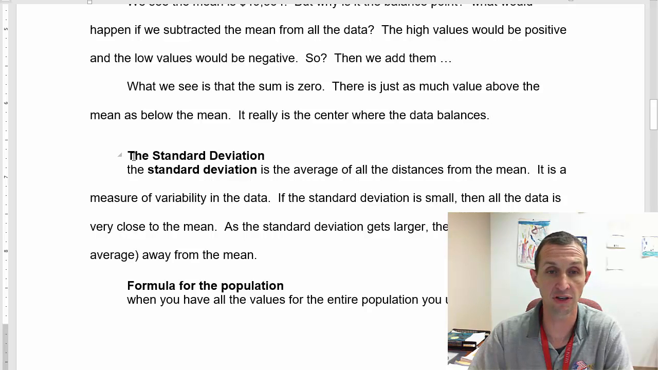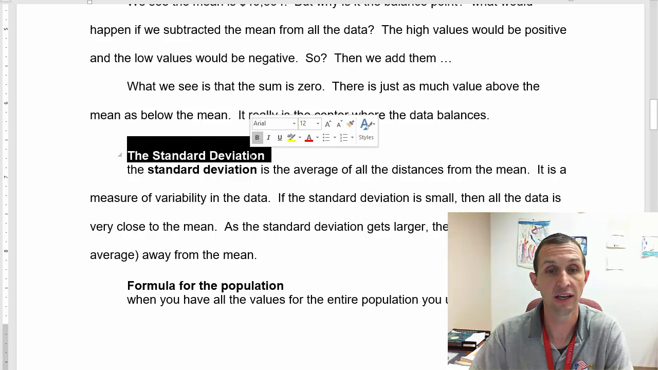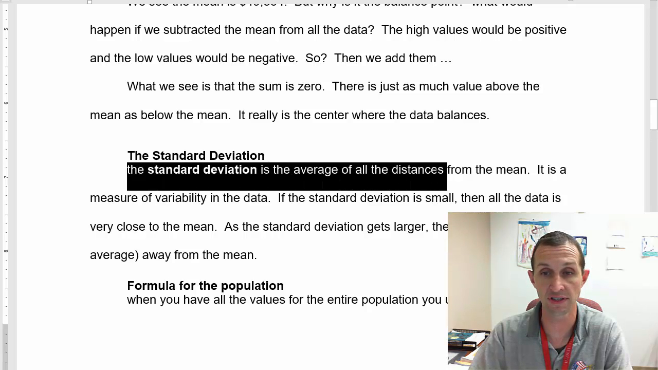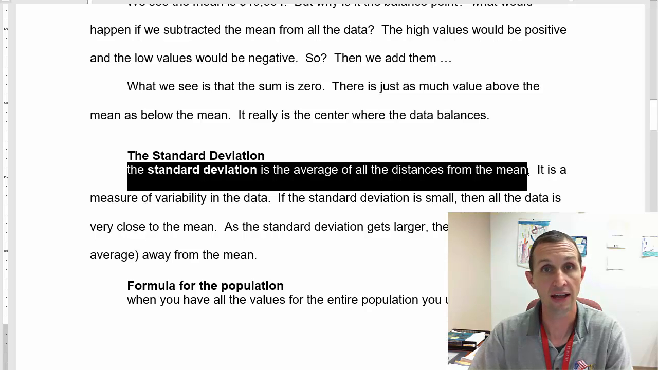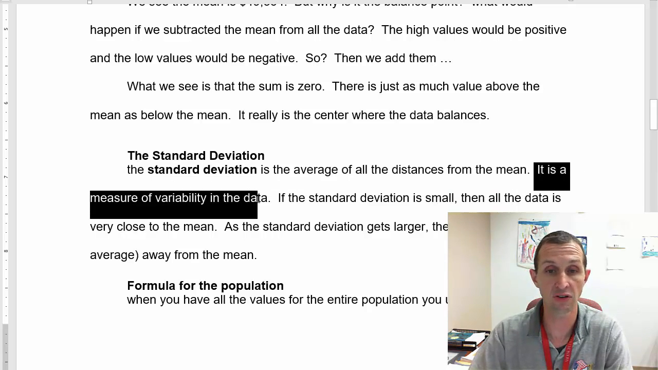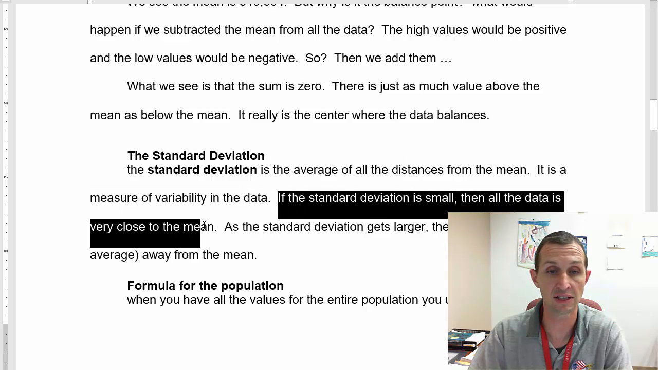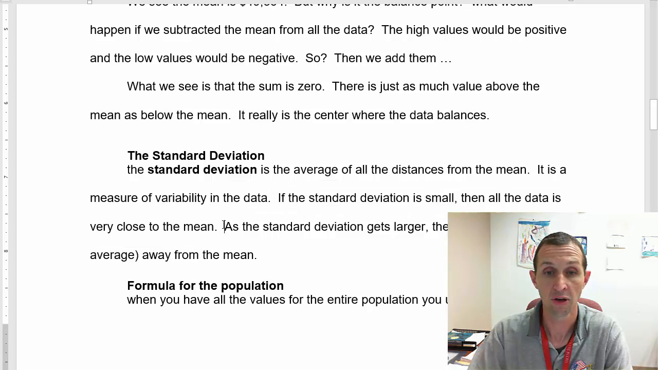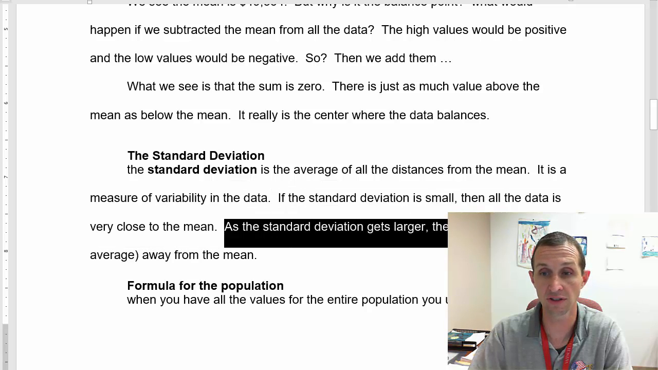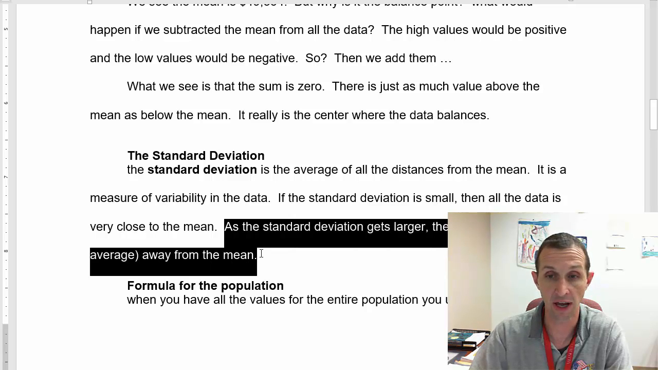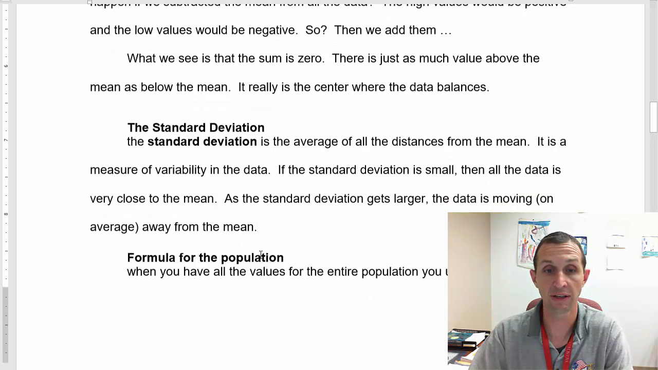And this leads us into a discussion of the standard deviation. This is actually where the name comes from, is that deviation is subtracted from the mean. And so the standard deviation is the average of all the distances from the mean, right? That subtraction that we did. And it is a measure of variability in the data, right? If the standard deviation is small, then all the data is very close to the mean. But as the standard deviation gets larger, the data is moving on average away from the mean, right? And so you get more variability.